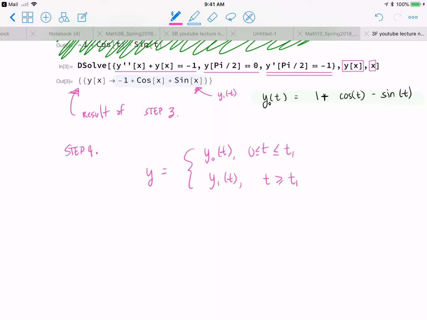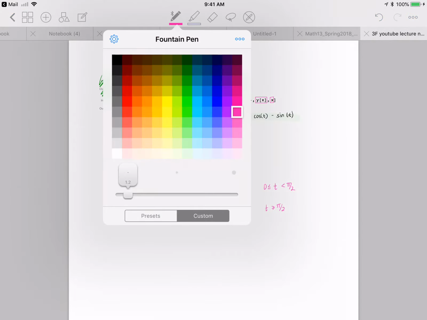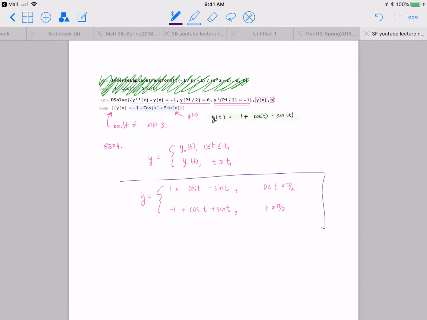So let's put it all together here. I get my solution as y equals 1 plus cosine t minus sine t, for t from 0 less than or equal to t less than pi over 2, and for my second equation, negative 1 plus cosine t plus sine t, for t greater than or equal to pi over 2. Okie dokie. So this is my final answer for the solution to this IVP.